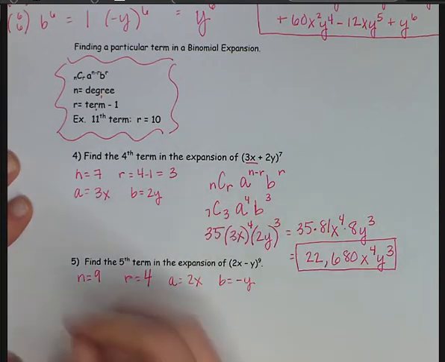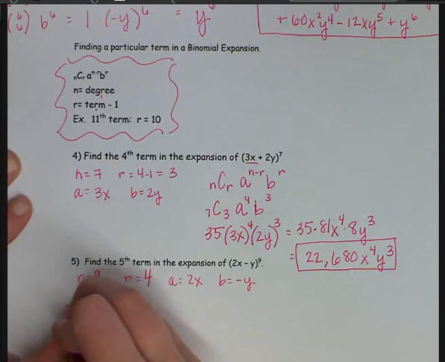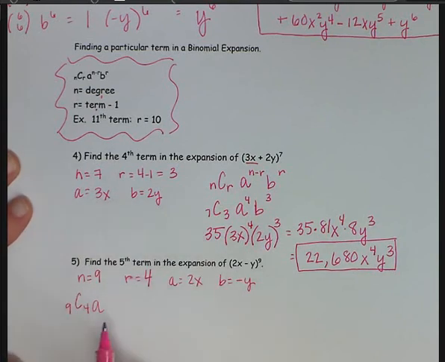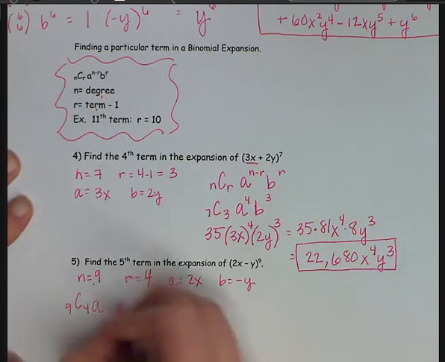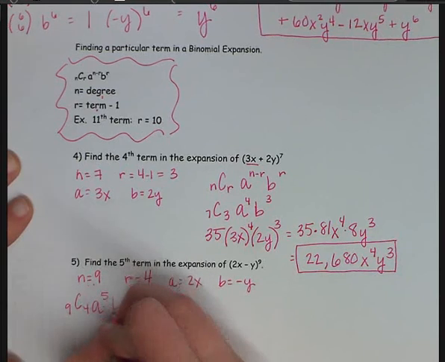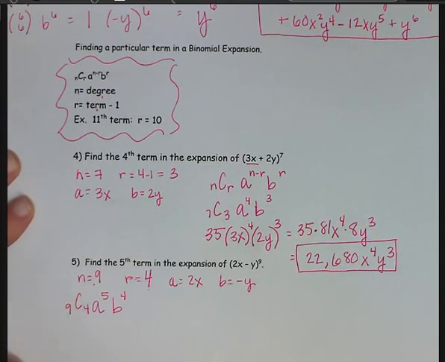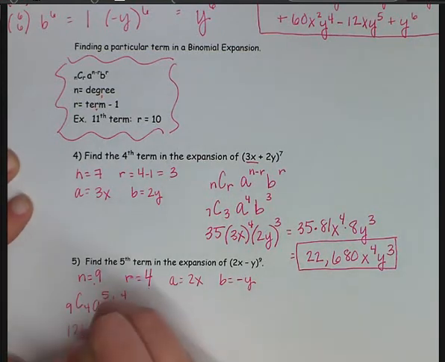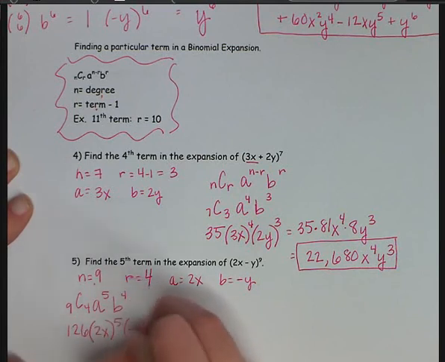I have n choose r, so 9 choose 4. A to the n minus r, so 9 minus 4 gives me a to the 5th. And b to the r, which is 4. So I plug everything in. If I take 9 choose 4 in my calculator, I get 126. For a, I plug in 2x to the 5th, and for b, negative y to the 4th.